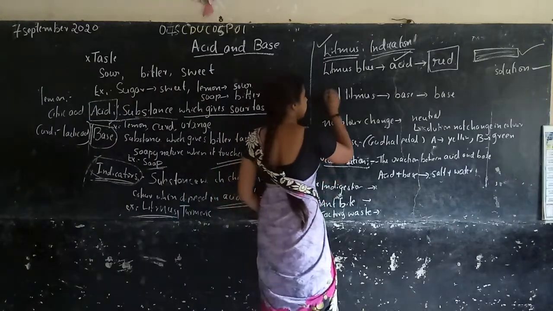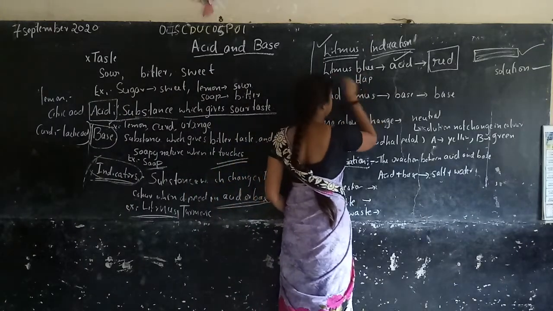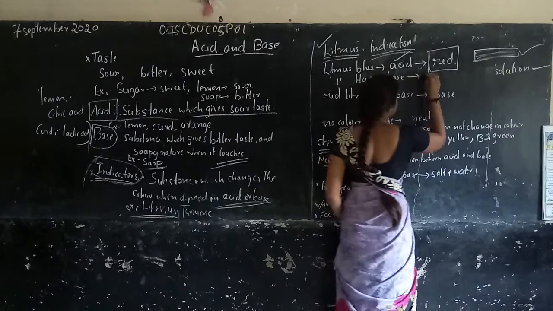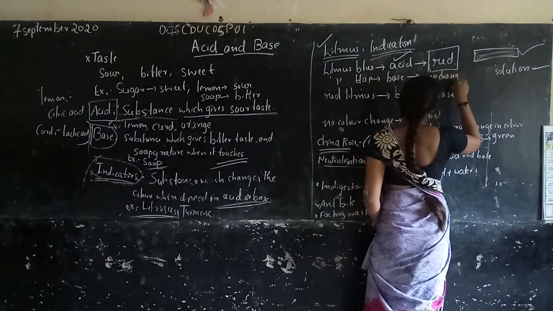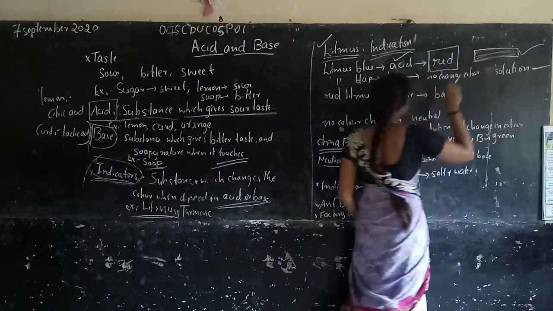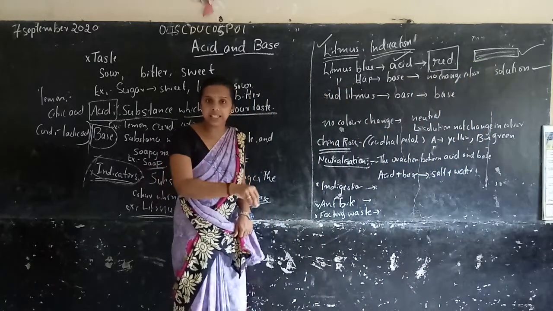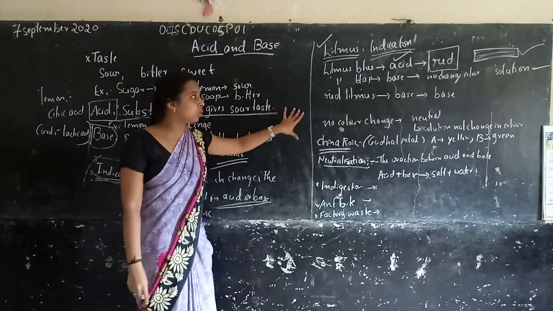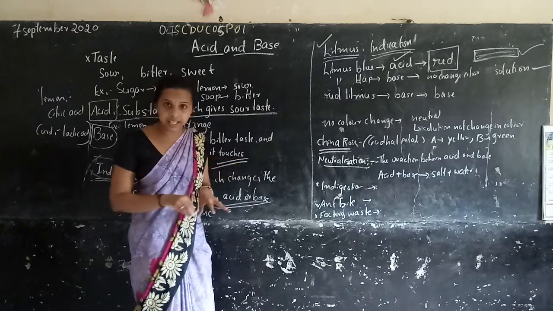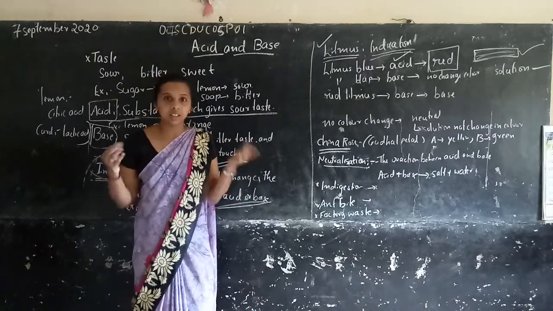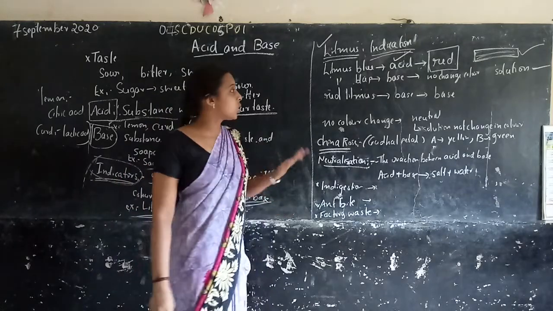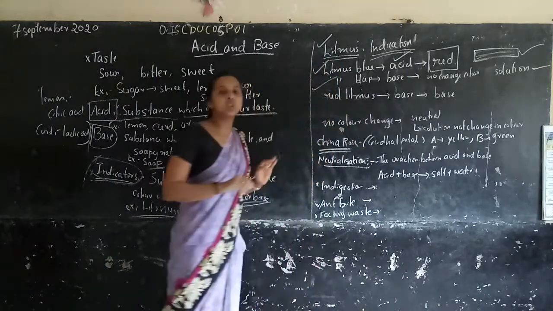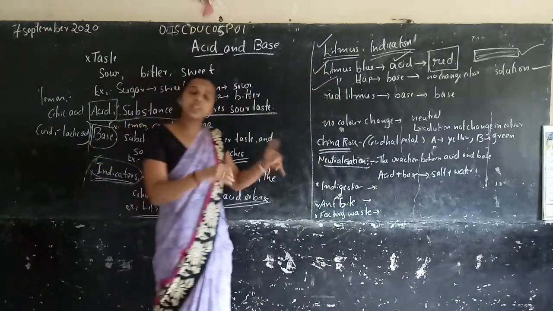What happens if blue litmus paper is dipped in base? There is no change in color. That means only when blue litmus paper is dipped in acid does it change color and show red. If I dip blue litmus paper in a basic solution, there is no change in color. So that is how we identify with blue litmus paper or solution.